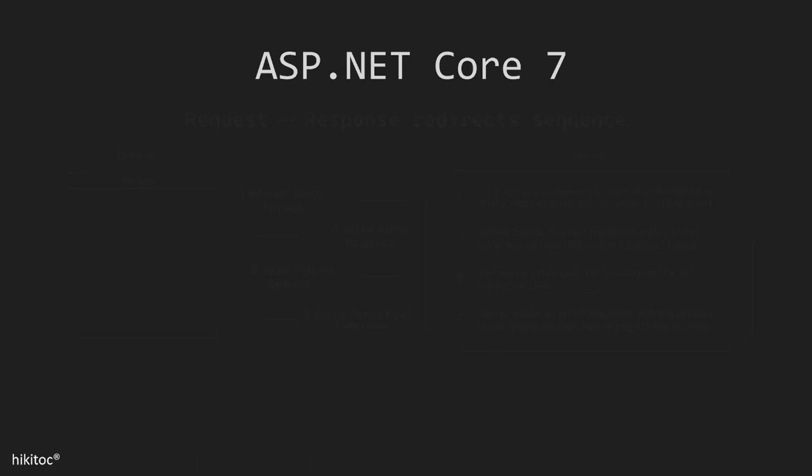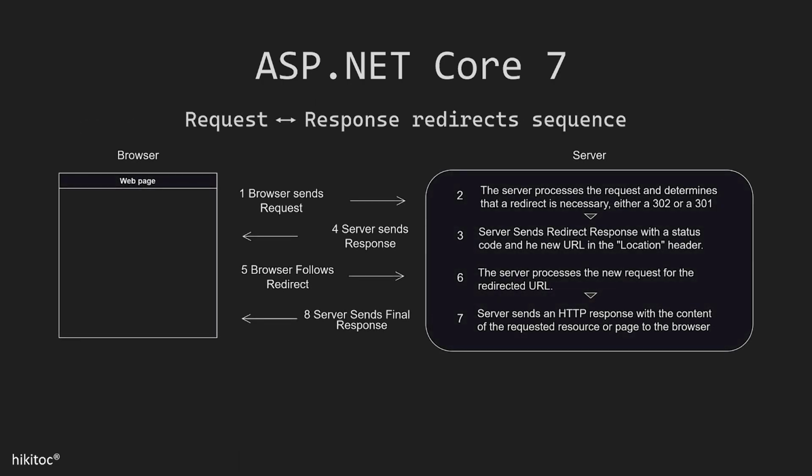Now let's examine the sequence diagram of the requests and responses between the client and server. The first step involves the client initiating a request by visiting a URL. The browser then sends the request to the server. Upon receiving the request, the server processes the URL and responds to the browser. This response includes an updated URL and instructions related to the redirection process.